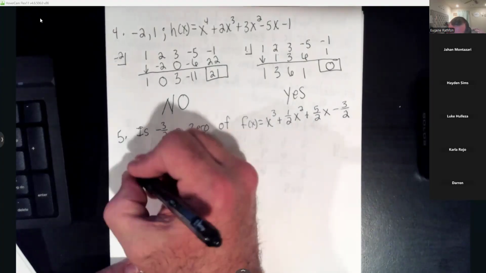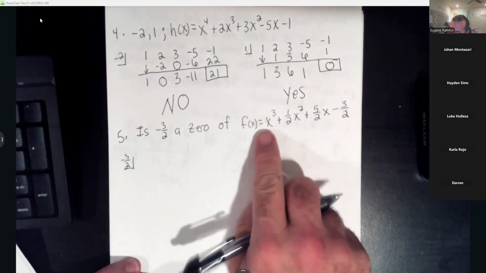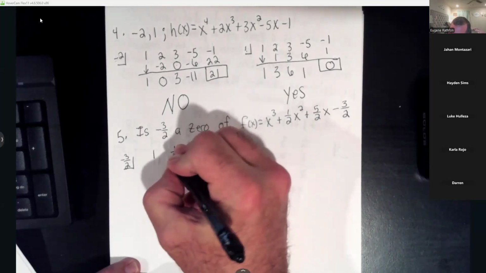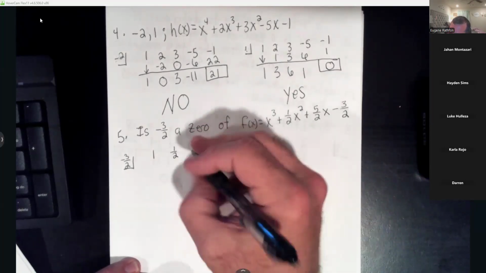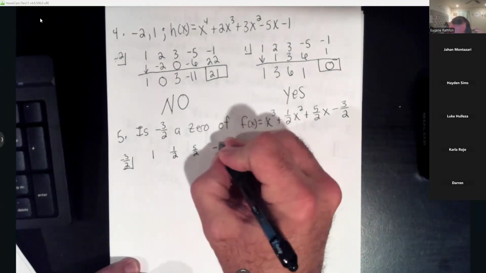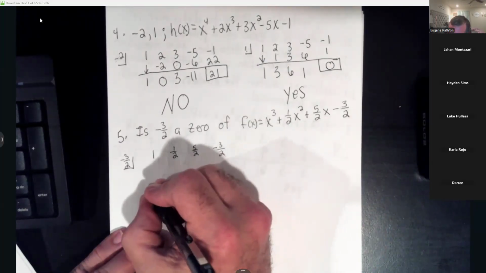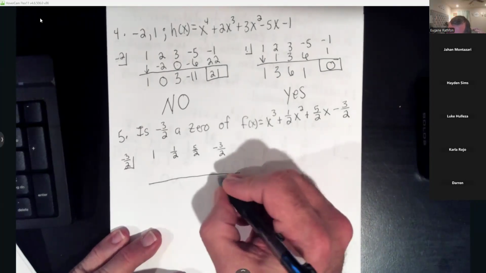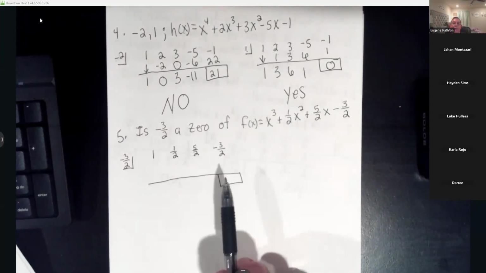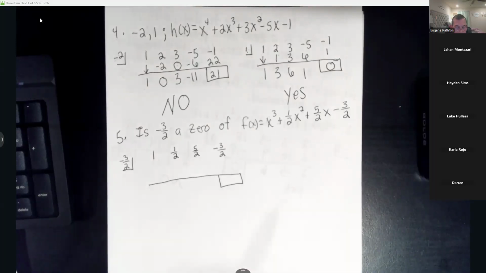Alrighty, so we're checking a negative 3/2. My coefficients are 1, 1/2, 5/2, and then a negative 3/2. All right, since I got fractions, I'm going to leave a little bit of extra room under that, and then that'll be my remainder. So I'm still looking for a 0 makes this yes. Any other number is going to make this no, okay?